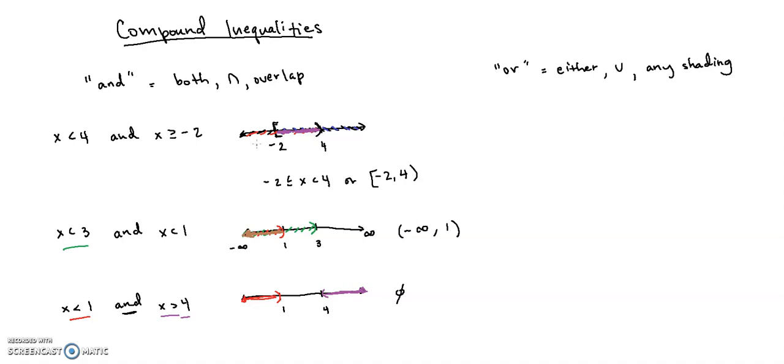Okay, so that's the idea for and statements. It's where they both exist. You're looking for the intersection or the overlap. If there's no overlap, then there's no solution.